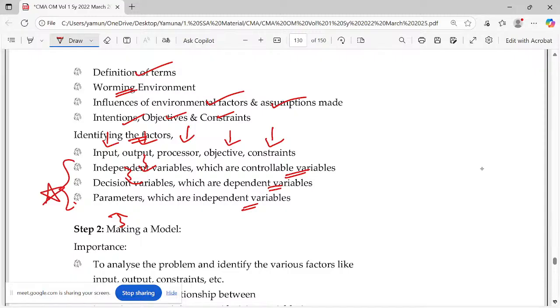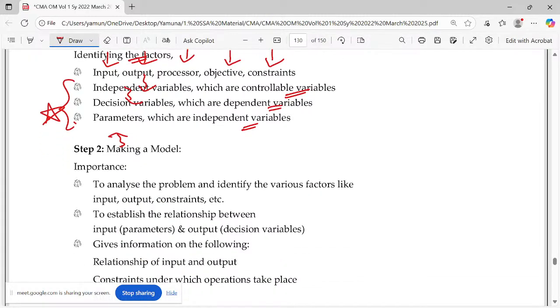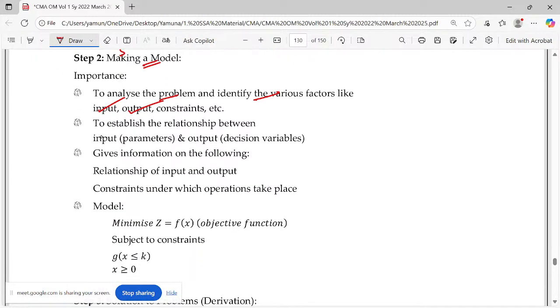After analyzing all this background work, then we go for making a model. Which means you analyze the problem and identify which factors, like we might be talking about input or output. Then you establish the relationship between the input and the output. Usually when we say input, it's referred to as parameters, whereas output is a decision variable, that is dependent and independent variable. And it will give information on the relation and the constraints.